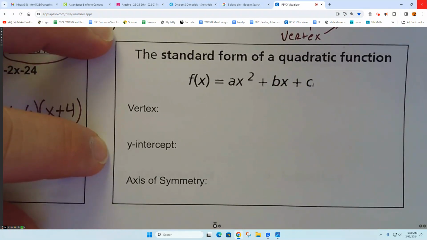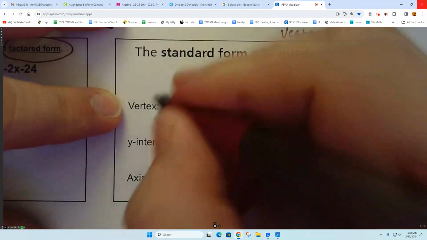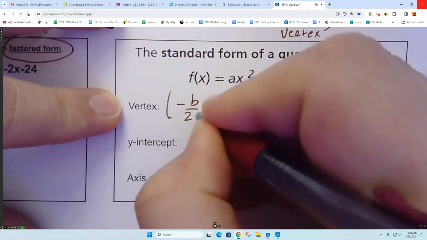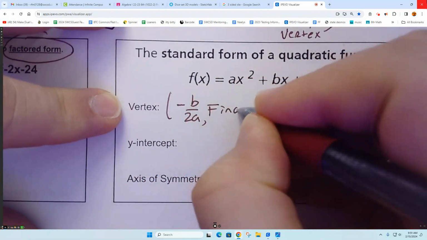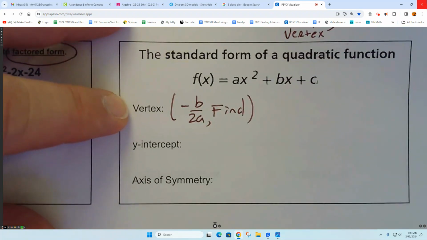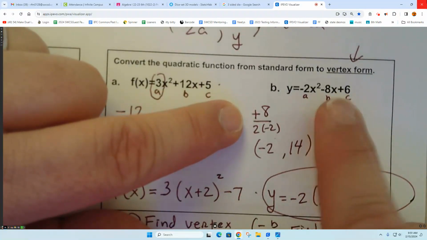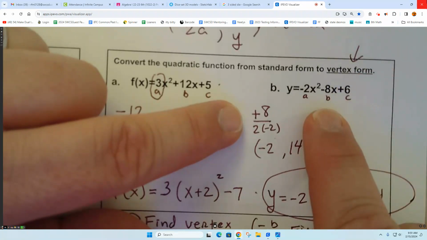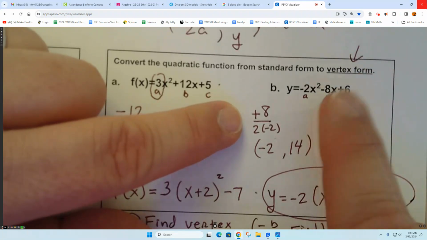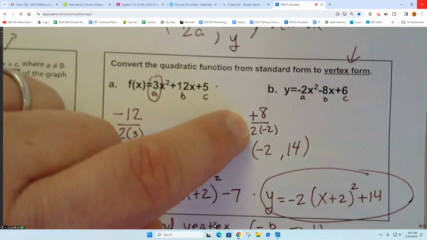If it's in standard form, how do we find these certain things? How do we find our vertex? Well, that's negative b over 2a, comma, find, meaning plug it in. I have a quick question for the negative b. In the problem we just did, where y equals negative 2x, for the negative 8, because it was a positive, you have to make it a negative. I went ahead and I wrote negative. I thought b was a positive. Yep, good call.